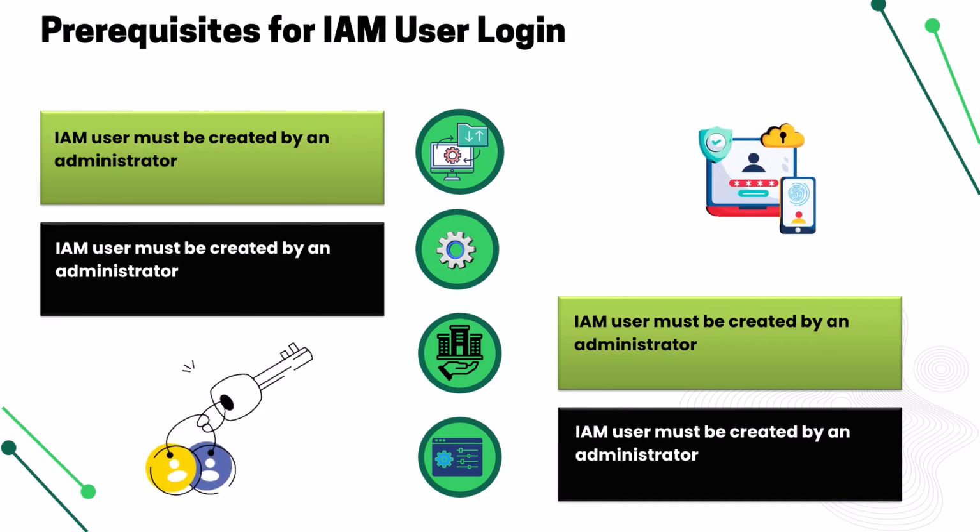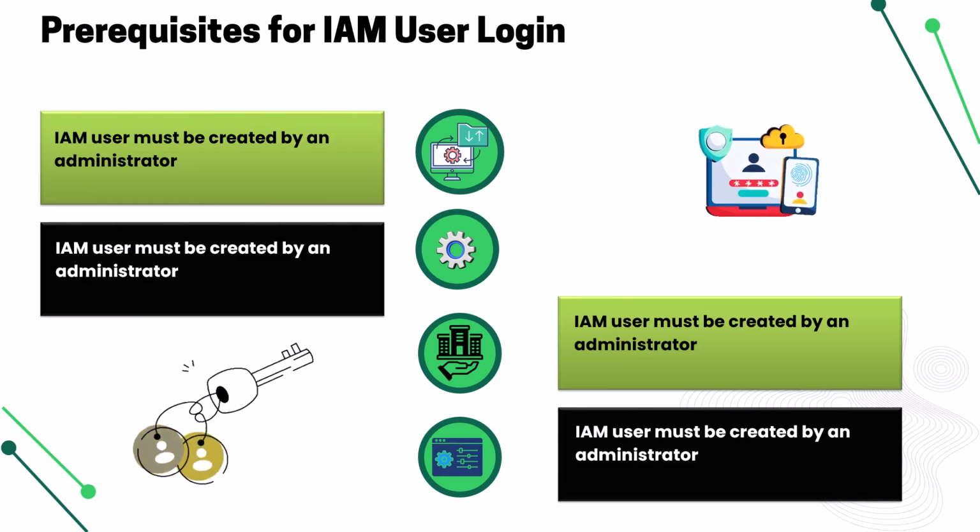Before jumping into AWS, let's talk prerequisites, what you need before you can hit login. First, an IAM user must be created for you. You'll get a username and password, but hold up, MFA makes it even safer. Think of it as the extra lock on your front door. And if you're using AWS programmatically, access keys are your backstage pass to automation.